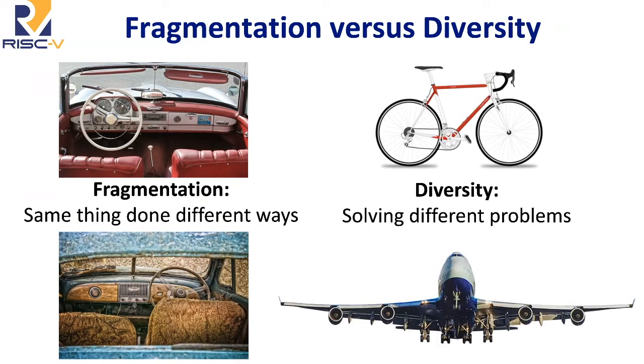But diversity is when you have a different problem to solve. Going across town, for one person, a bicycle may be a great solution, but carrying 500 people across an ocean, a jumbo jet is a much better solution, right? These are different problems, and so naturally, you want to support different solutions to those different problems. RISC-V is designed to help you with diversity while avoiding fragmentation by having a common standard.